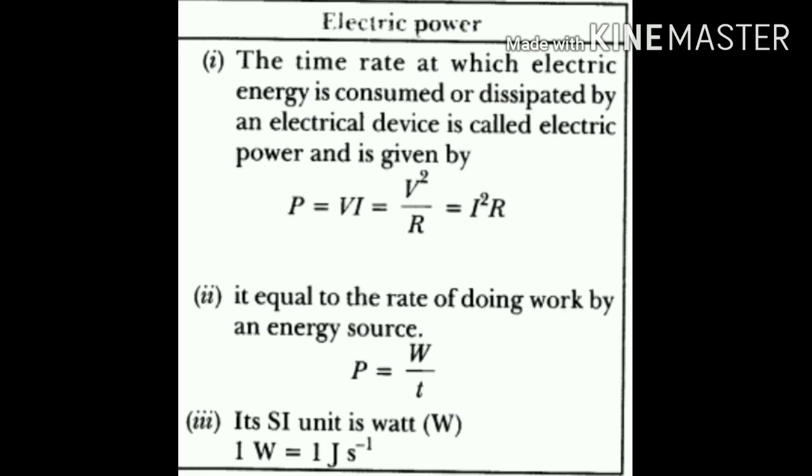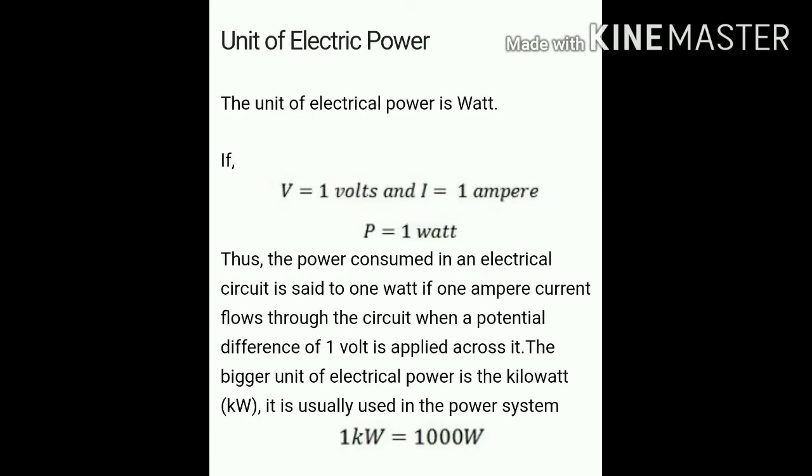The SI unit of electric power is watt. Remember this: watt is defined as the power consumed by a device when it carries 1 ampere of current and is operated at a potential difference of 1 volt. Remember this important definition of watt. It is named after the scientist James Watt.